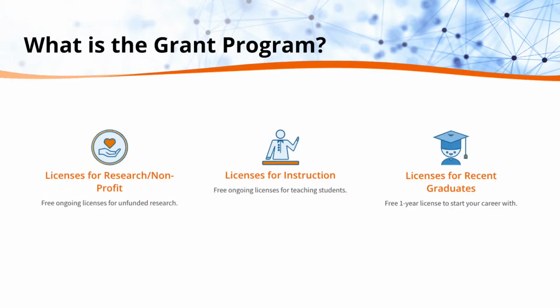So what is the grant program? The Safe Software Grant Program is divided into 3 streams. First, the Research Grant Program. Through this stream, we provide licenses to support unfunded research projects. These projects are typically conducted either by nonprofit organizations, charities, or by university students doing master's or PhD level type projects.